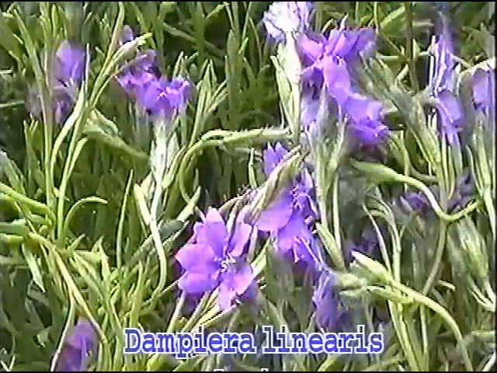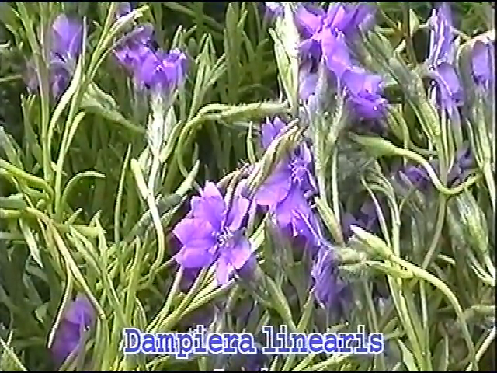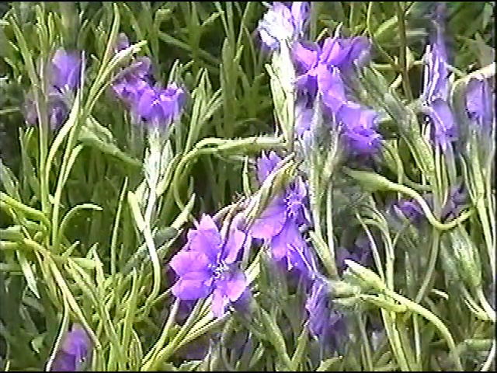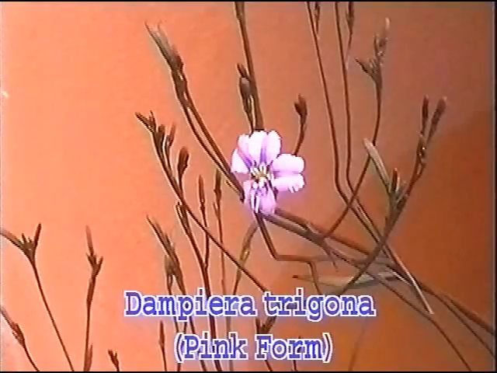Dampiera linearis grows between 20 and 50 centimetres tall. Dampiera trigona grows 50 centimetres tall and spreads to 80 centimetres diameter.